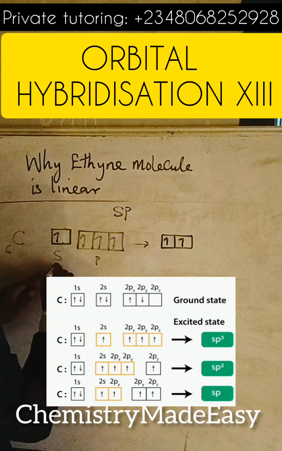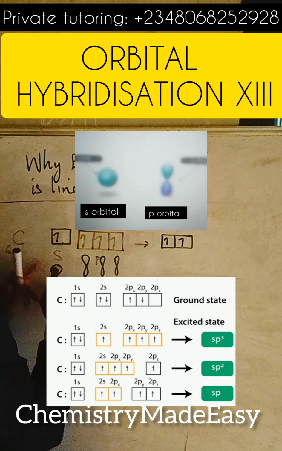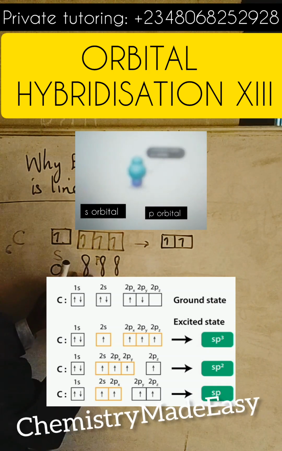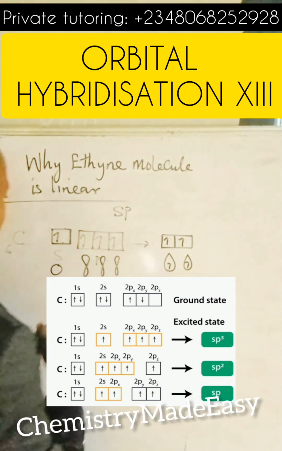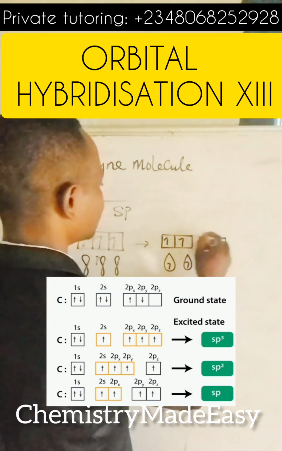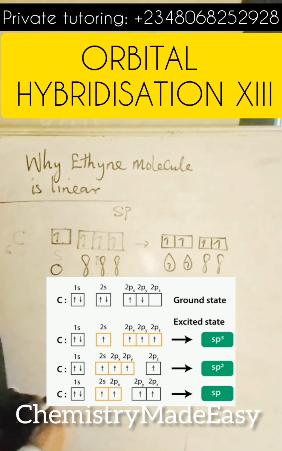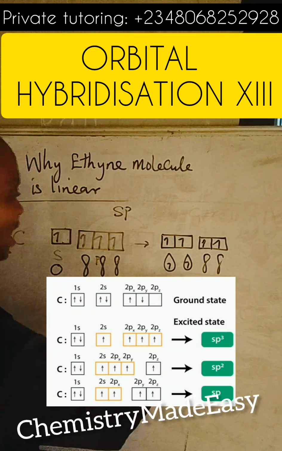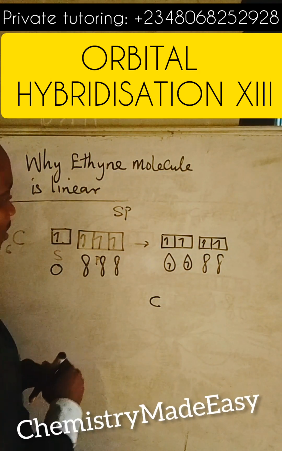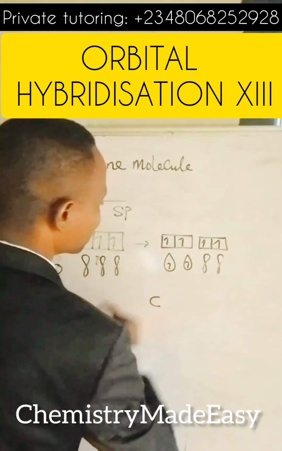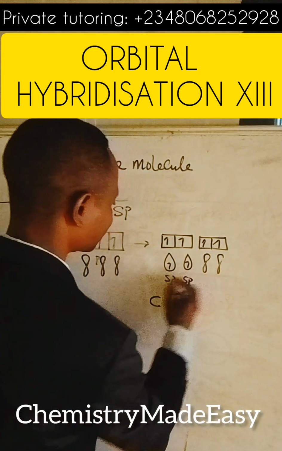Remember, s is spherical, p is dumbbell. So when spherical shape mixes with dumbbell shape, we have this shape. Then we have 2 unhybridized p orbitals with their shapes intact. Now, the carbon that owns these 4 orbitals is this. So, now these 2 hybridized orbitals are sp hybridized.